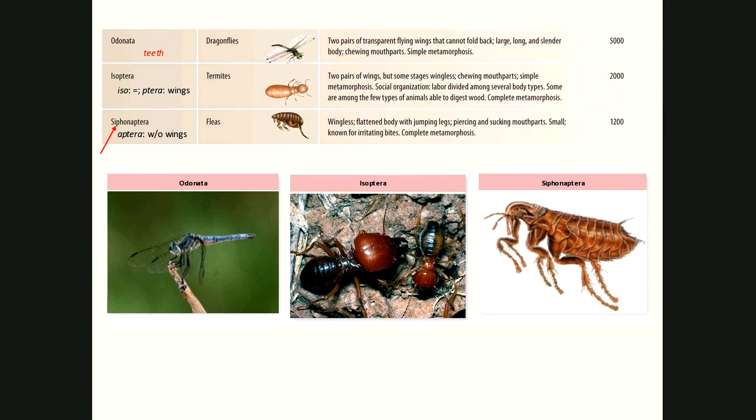The termites, which of course are problematic here in Florida because they like to eat our houses. Termites belong in the group called Isoptera. Iso means equal. So they have 2 pairs of wings, or they're wingless, and the wings are of equal size. That's what it means by that. Termites are really strange, too, because they're a little like bees in the sense that they build these elaborate social organizations.